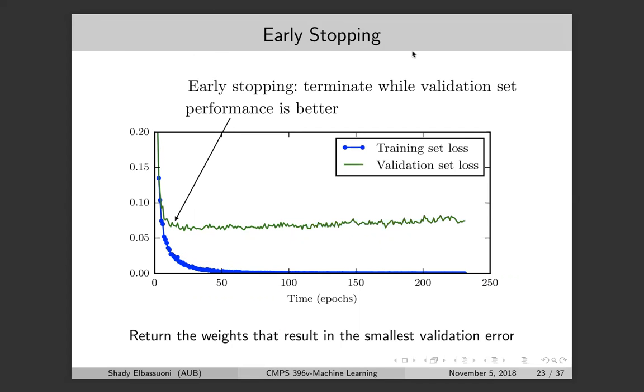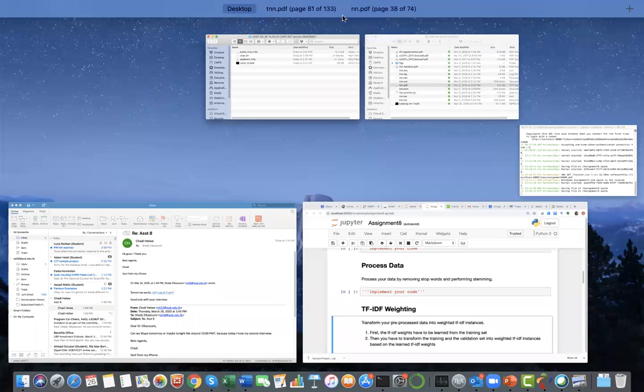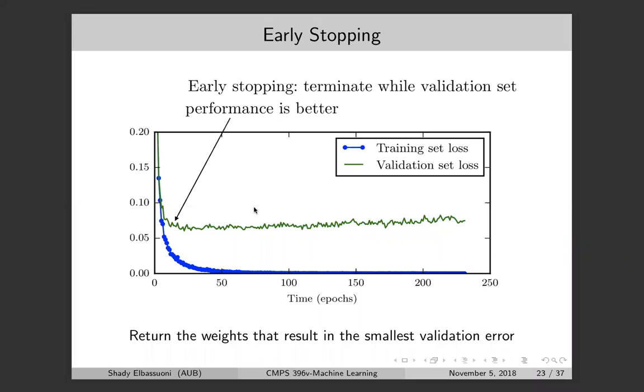Now, there's another technique for regularization called early stopping. We've seen this to some extent when we talked about perceptron very early on. So you terminate while validation set performance is better. What you do is you draw the learning curve. You see the training set loss, that's the blue one, and then the green one is the validation set loss.